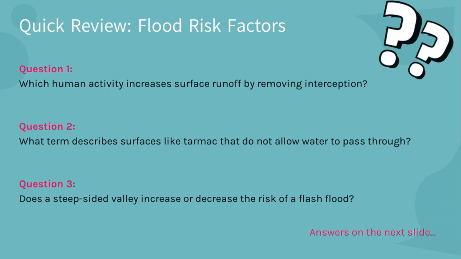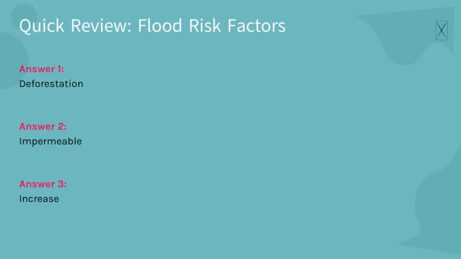Remember, interception is when vegetation catches rainfall before it reaches the ground. Impermeable surfaces stop water soaking into the ground. Steep valleys move water quickly downhill. Let's go through the answers.